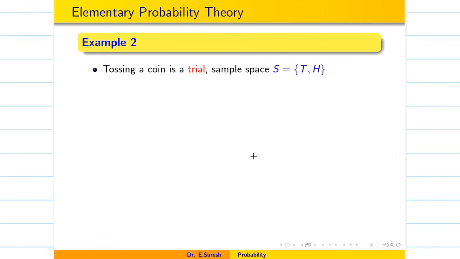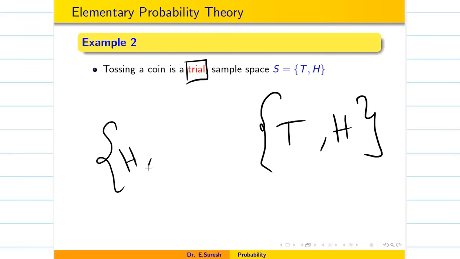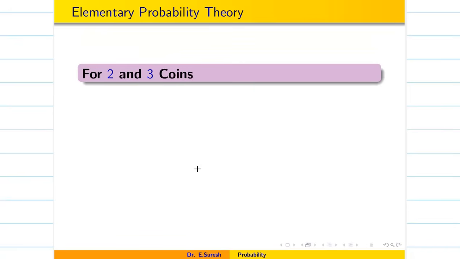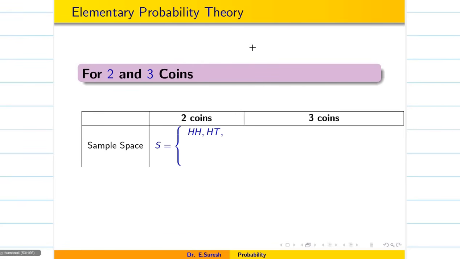Okay guys, let us go for another example. Suppose when you toss a coin, it is a trial, and in the sample space, either I am going to get a tail or a head, or you can write it like this also, both are the same. So the outcomes are head and tail. The sample space for one coin is 2. Let us see 2 coins. If you have 2 coins, I'll get head head, head tail, tail head, finally tail tail.